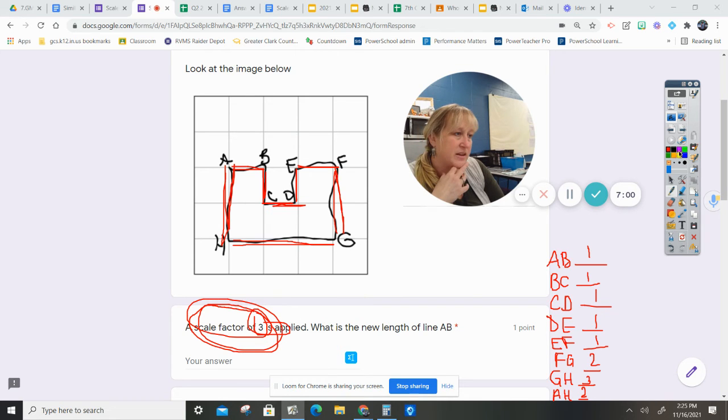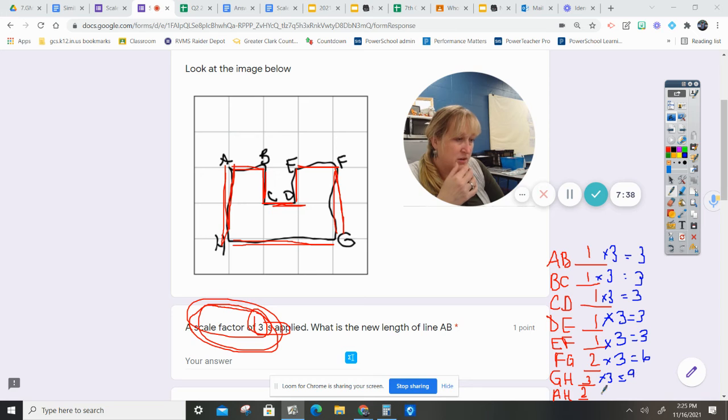So that 3 means I need to multiply all of these by 3. So this one becomes 3. This one becomes 3. This one becomes 3. This one becomes 3. I think you're getting the point, right? Hopefully I don't have to write and draw at the same time. But basically a scale factor, if it's a whole number, is just going to make it bigger. So you'll have to multiply. Equals 9, and 2 times 3 equals 6.